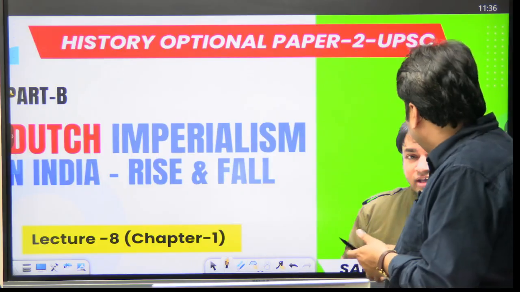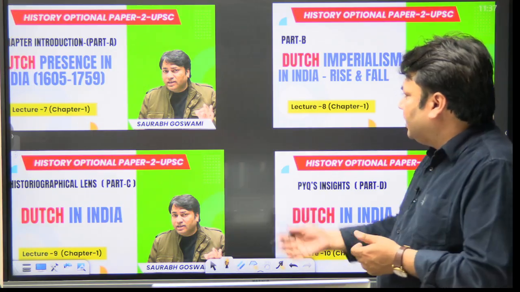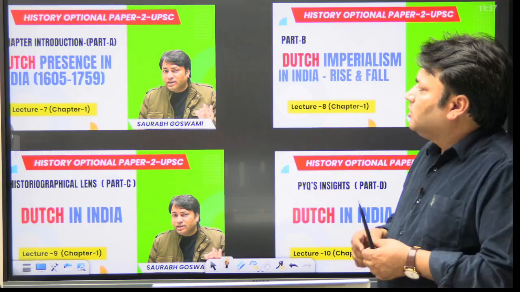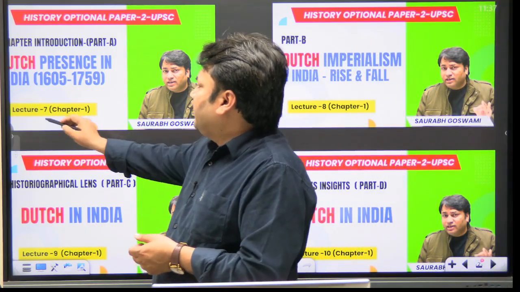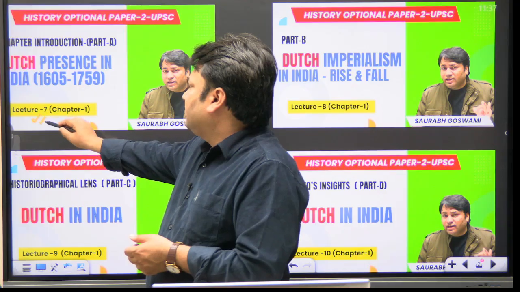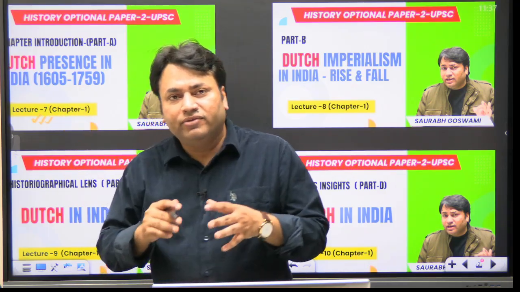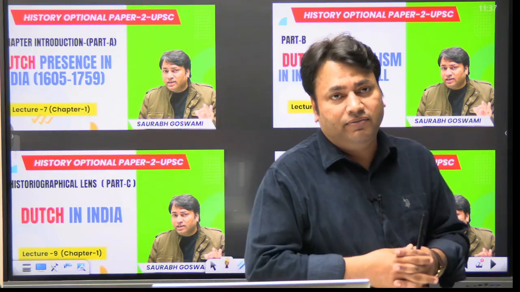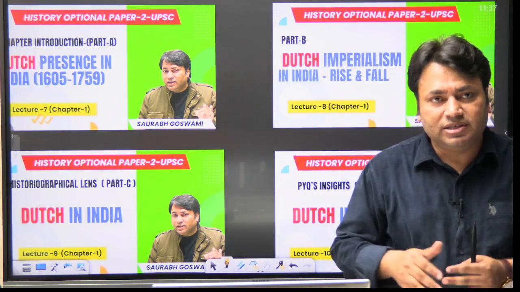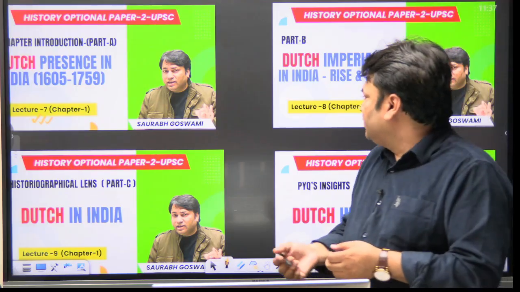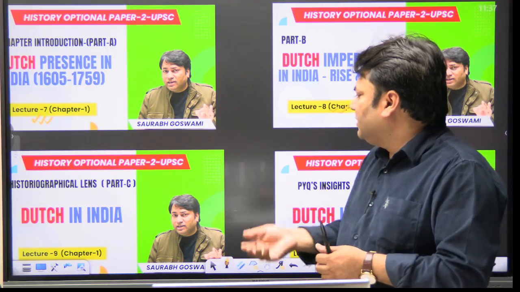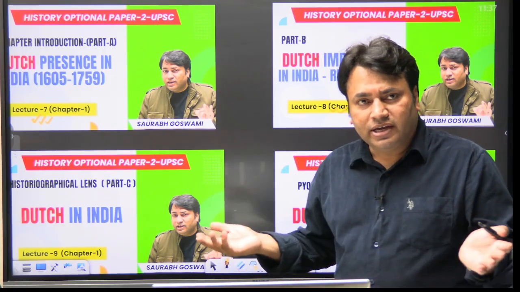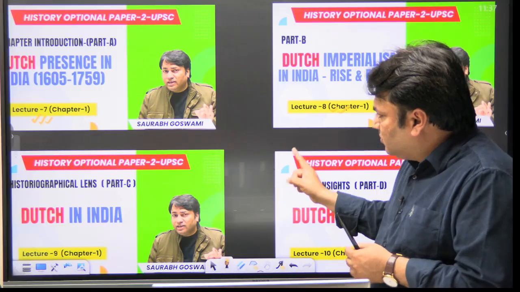So this topic has been divided into 4 parts in the form of 4 videos. So all the basic facts and informations I have already covered in my previous lecture, that was lecture number 7, where I have discussed the basic facts and informations about the Dutch presence in India. So today in lecture number 8, we are going to discuss the nature of Dutch imperialism, the conflicts, etc. And there will be 2 more videos.